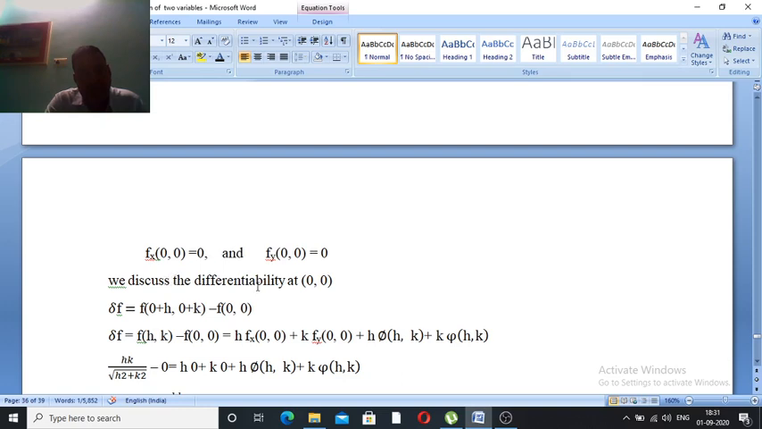Now we discuss the differentiability at the origin. Delta f is equal to, instead of (a, b) here (0, 0), f(a plus h, b plus k) minus f(a, b), that is f(0 plus h, 0 plus k) minus f(0, 0), which is f(h, k) minus f(0, 0) is equal to h f_x(0, 0) plus k f_y(0, 0) plus h phi plus k psi. We know that this is the sufficient condition for differentiability.